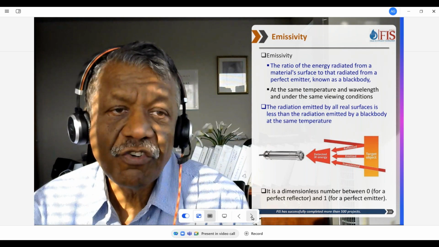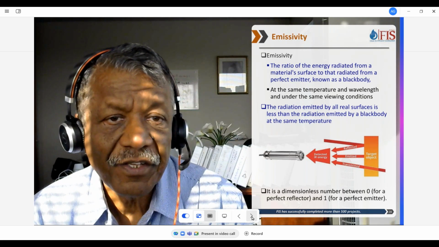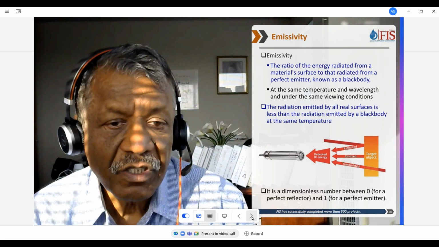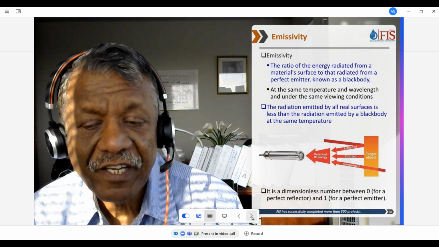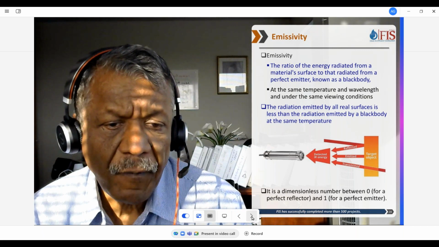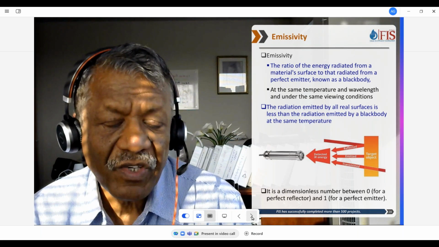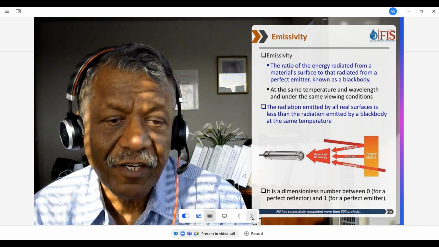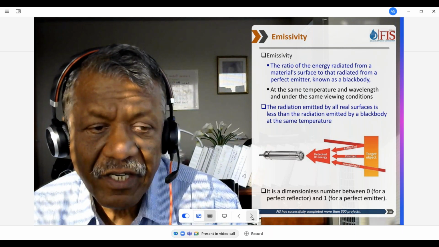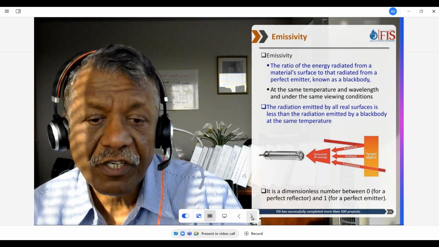Emissivity is the ratio of energy radiated from a material surface as compared to a black body. So the tubes are not perfect radiators, but they are pretty good. A zero emissivity is a perfect reflector and 1 is a perfect emitter. Our tubes fall somewhere close to 1, around 0.9 is the emissivity that we use for our designs.